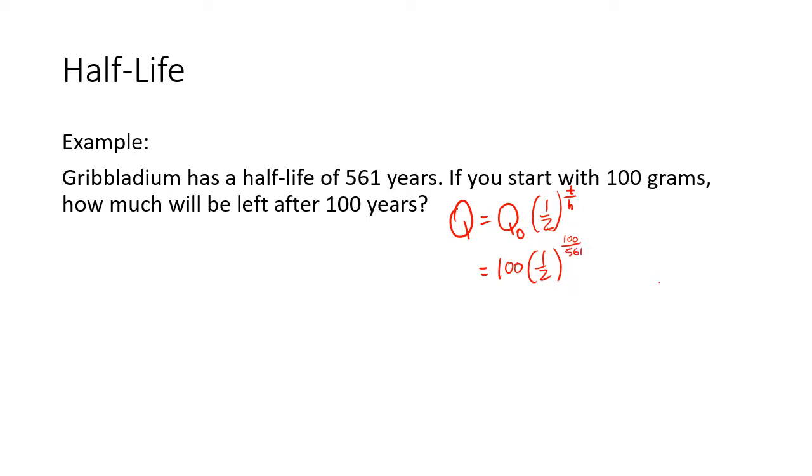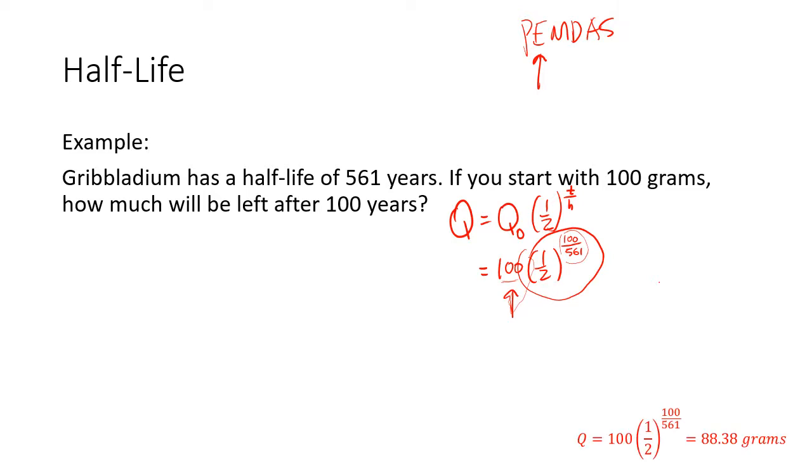Okay, so now something really important to note here, and it can be confusing, is that only the 1/2 is being raised to the power here. It's not the 100. If we think about PEMDAS, the exponent is before the multiplication. So this whole thing happens first, and then after that we multiply by the 100. And so when you do that, you get 88.38 grams. That's how much of this wonderful, incredible element you would have left after 100 years.